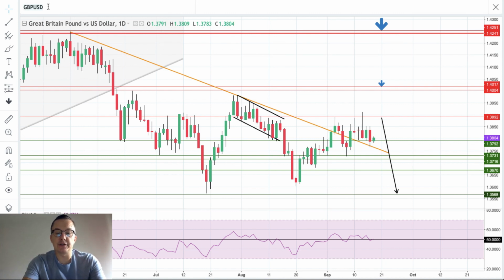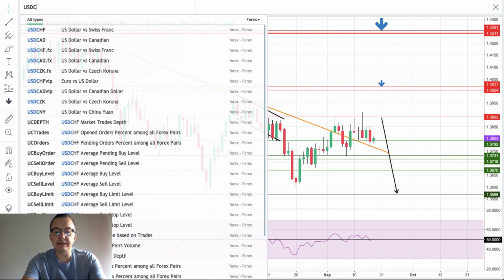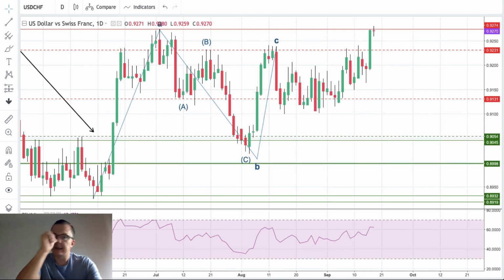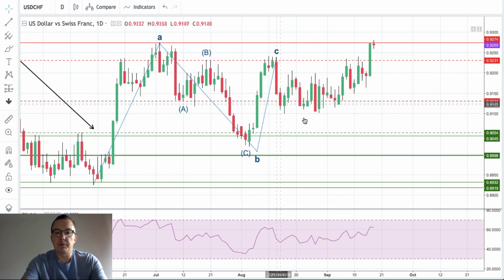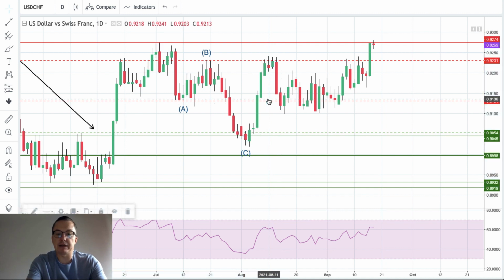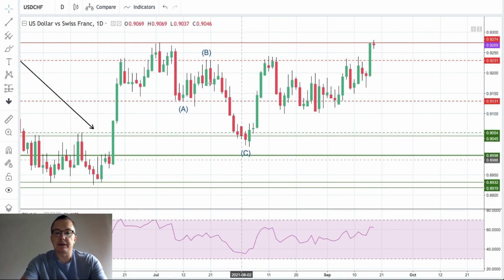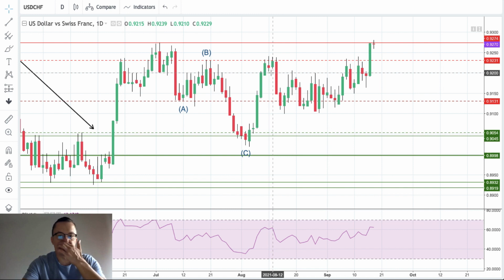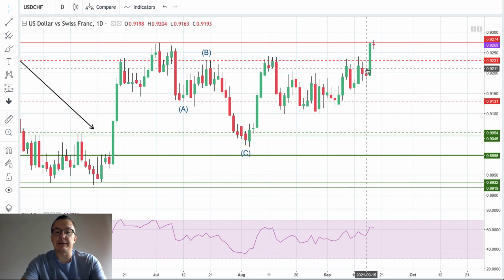Of course, the University of Michigan data means that we need to take a look at the US dollar to the Swiss franc. As you can see here, we got our ABC pattern completed. The other one has been completed as well. Now we are making another wave to the upside. We have the wave A here, wave B as a kind of a mixed correction to the downside here, and now of course we have the potential for another wave to the upside.